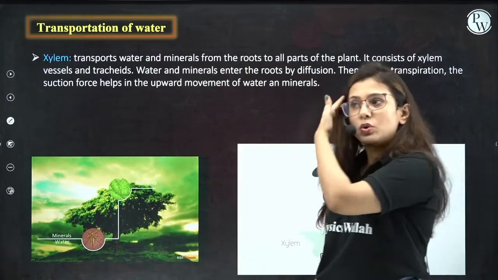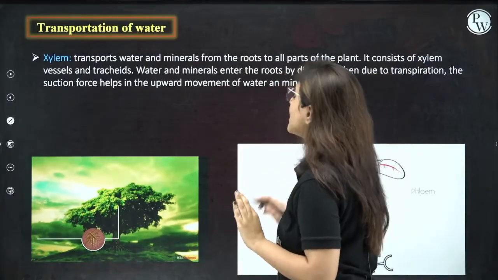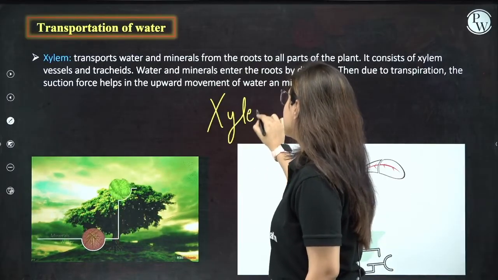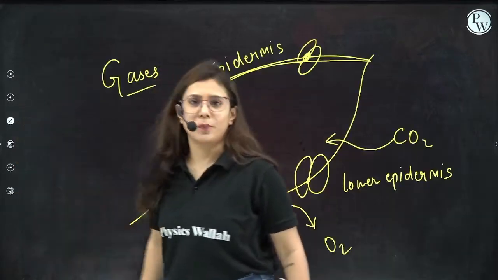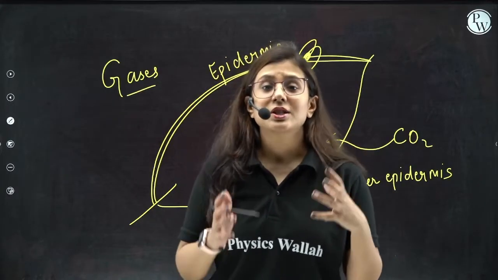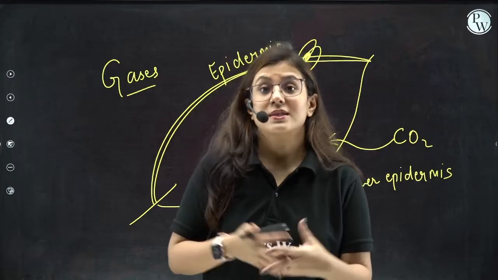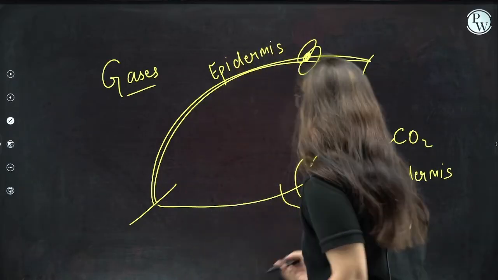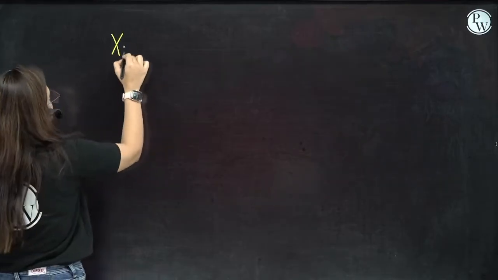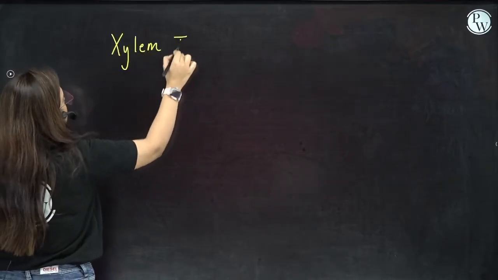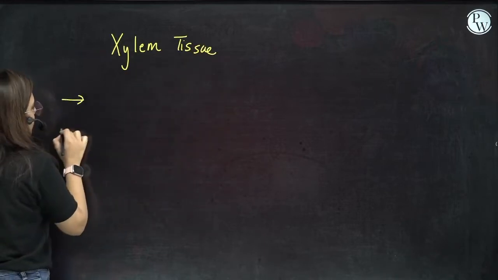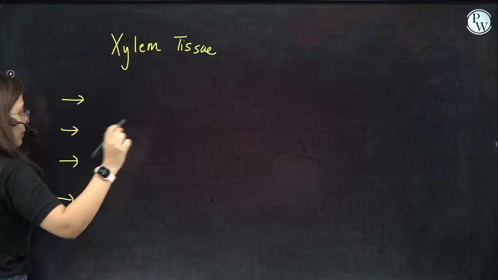When we talk about water, guys, the transportation happens with the help of a special tissue, that is xylem. Actually, xylem is a complex tissue. With complex, I mean that it has a large amount of cells, different types of cells. Xylem is the tissue which is complex, as I just told you. So by complex, I mean that it is made up of different types and large amounts of cells.